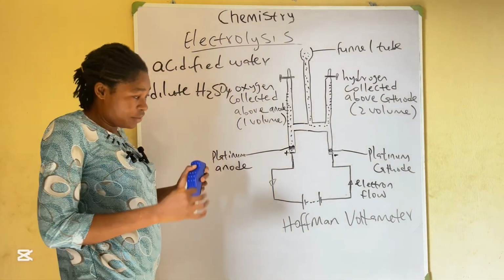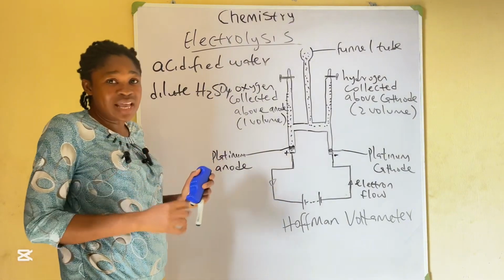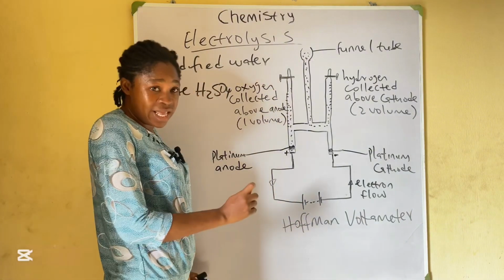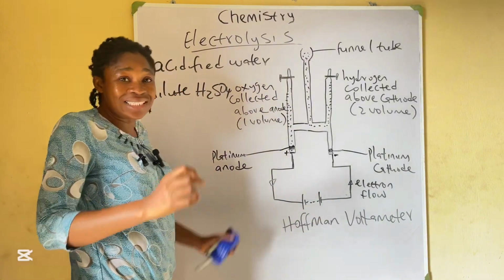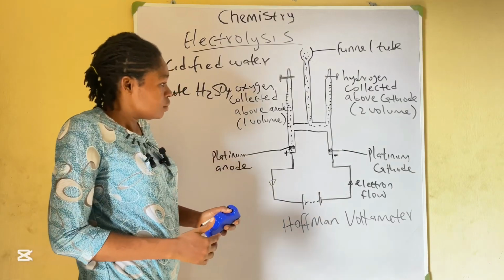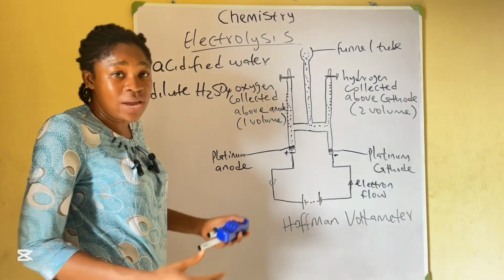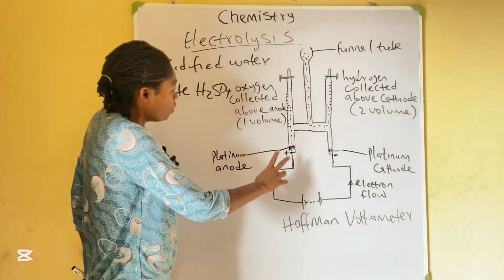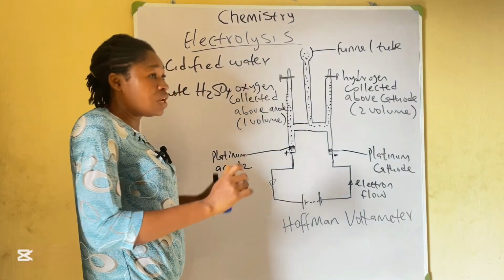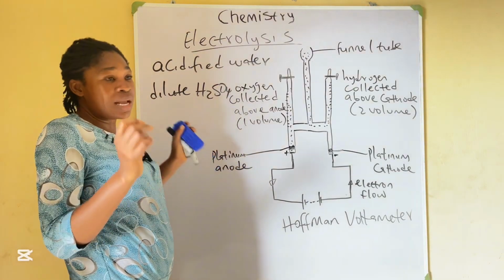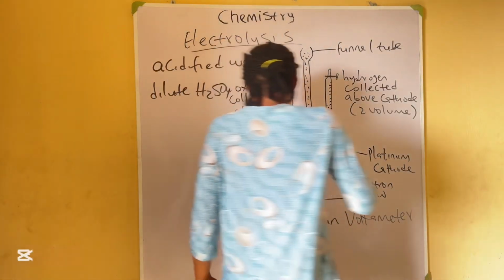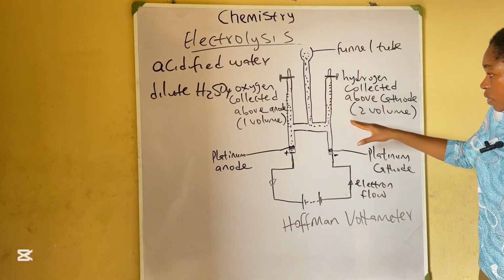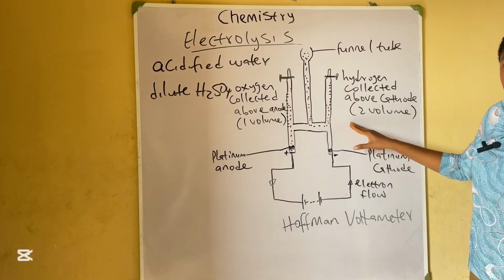So remember in the first video we talked about electrolytic cell. The special cell designed for carrying out electrolysis of acidified water is called Hoffman voltameter. It's an electrolytic cell. But because of the gases that we produce, hydrogen gas produced at the cathode and oxygen gas produced at the anode, if you use the normal cell where everything is exposed, you can't be able to collect the gas. So this Hoffman voltameter is a special kind of cell for carrying out electrolysis of acidified water.